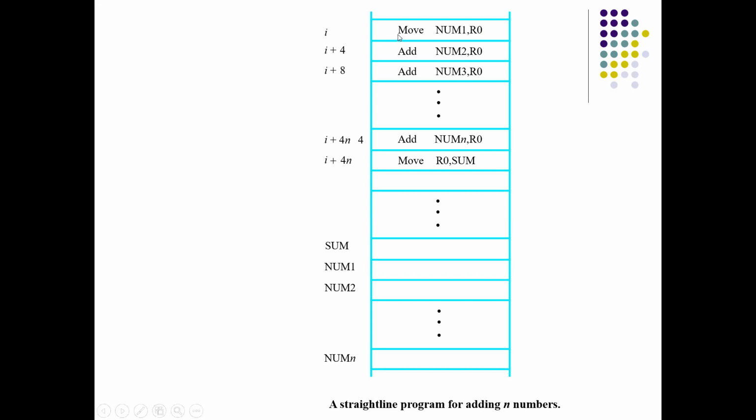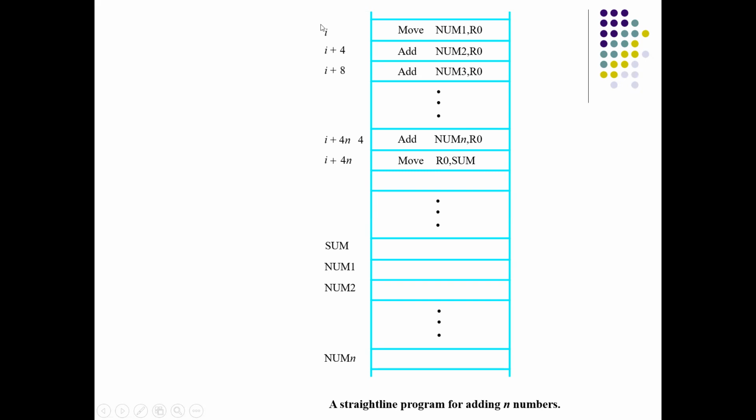This is the assembly language code. It is moving the num1 value into R0, then adding num2 with R0, adding num3 with R0, etc. Finally, we are adding num_n with R0. Now R0 contains the final addition value. You have to move this final value into sum.